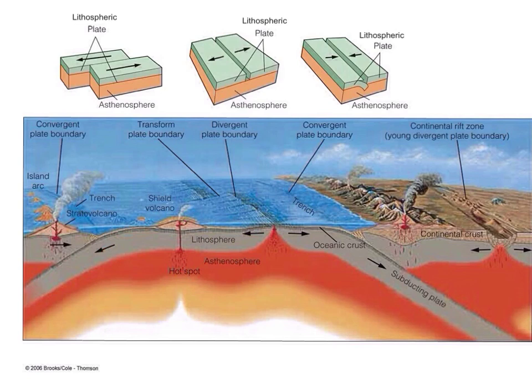The asthenosphere over here is moving to the right, or eastward, and it allows this plate to move right, or eastward. The asthenosphere over here is moving to the left in a circular motion, and so it allows that plate to move to the left. And over here, the asthenosphere is moving to the right, which makes this lithospheric plate move to the right.